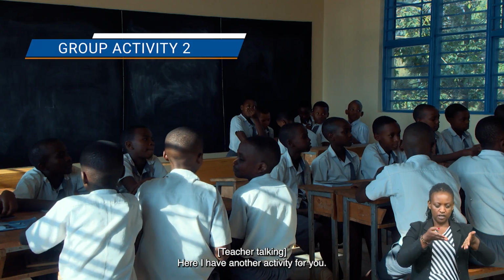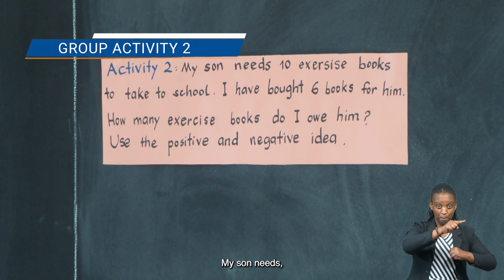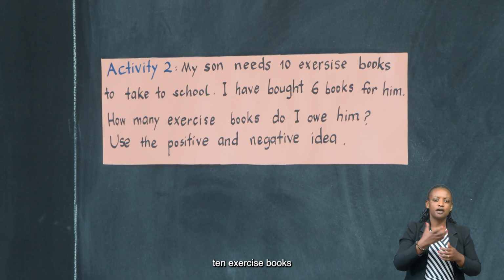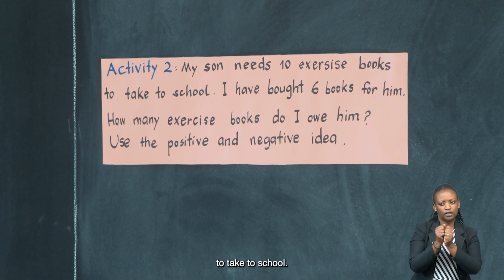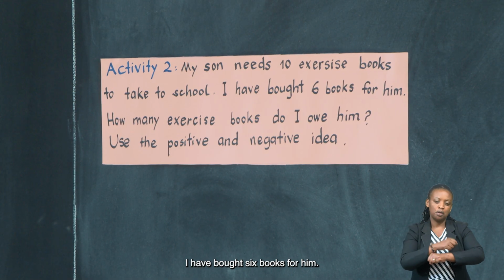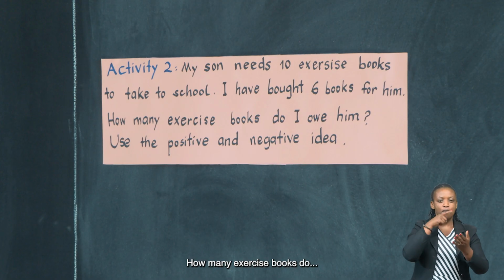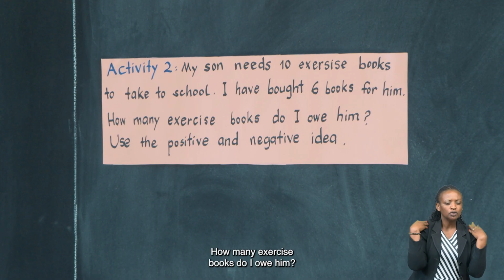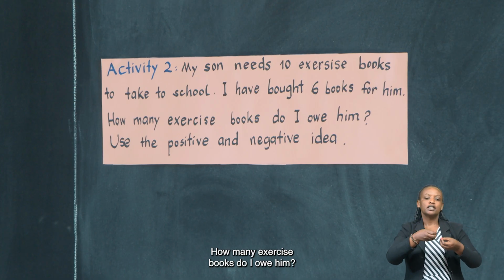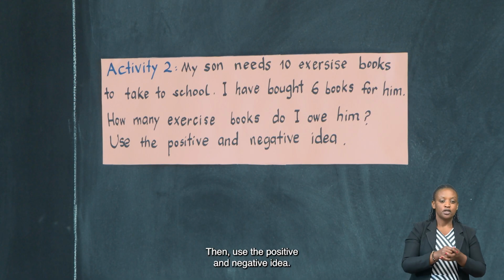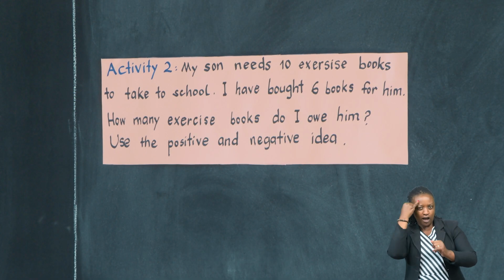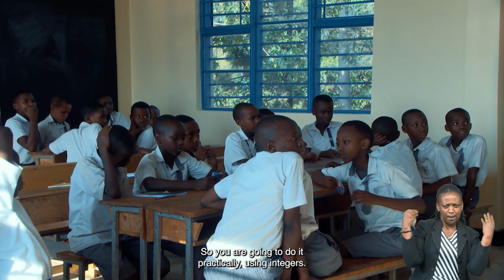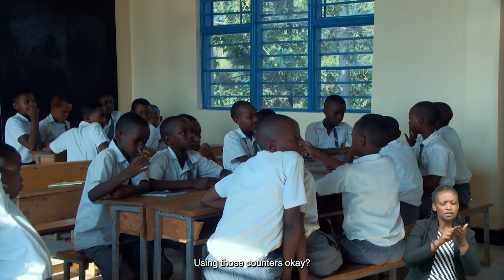Here I have another activity for you. My son needs 10 exercise books to take to school. I have bought 6 books for him. How many exercise books do I owe him? Okay? Then use the positive and negative idea. So you are going to do it practically using integers, using those counters.